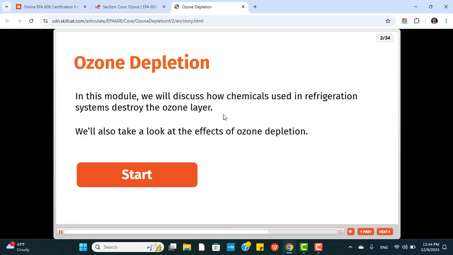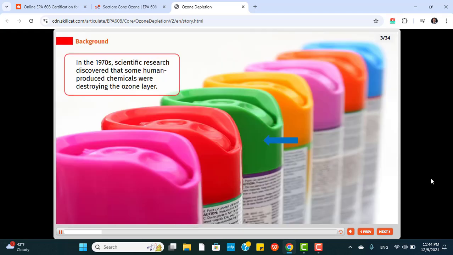In this module, we will discuss how chemicals used in a refrigeration system destroy the ozone layer. We will also take a look at the effect of ozone depletion. In the 1970s, scientific research discovered that some human-produced chemicals were destroying the ozone layer.